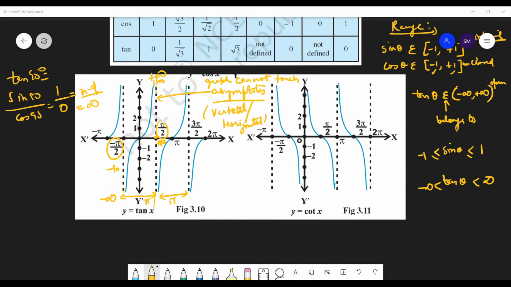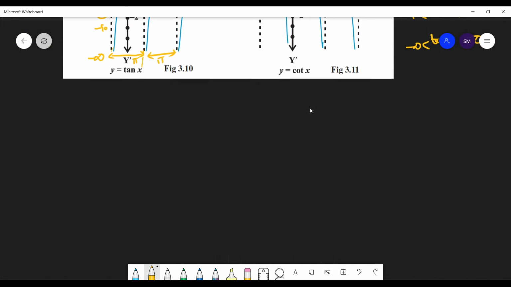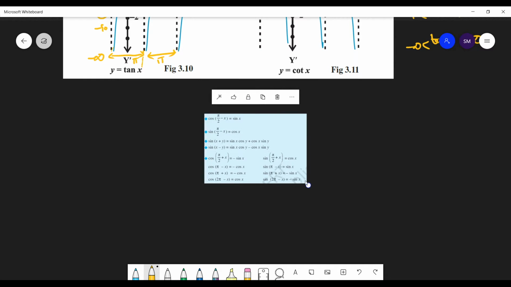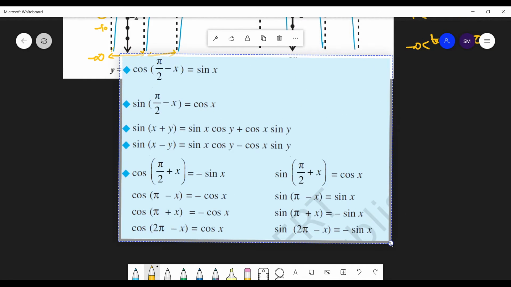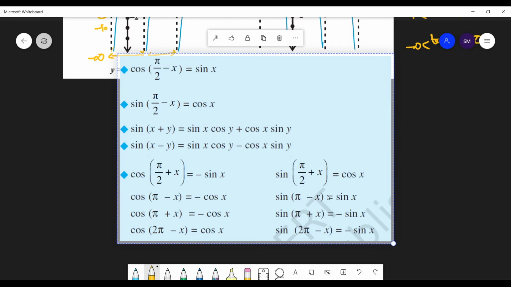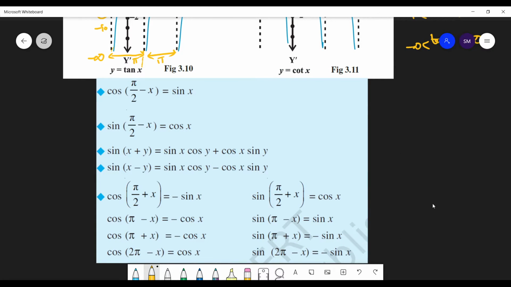Now let us see the other formulas that you have. See here, I've told you earlier also that if it is 90 degree here, or odd multiples of 90 degree, then this trigonometric ratio will change to its complementary. So cosine becomes sine, sine becomes cosine.